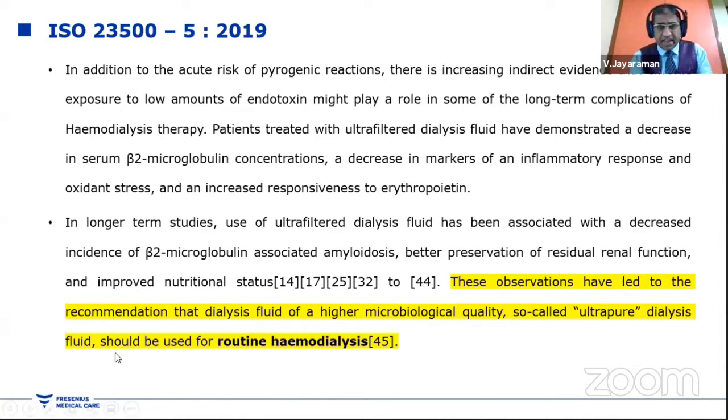It is said that patients treated with ultra-pure dialysis fluid have been demonstrated to have a decrease in serum beta-2 microglobulin concentrations, a decrease in the markers of an inflammatory response and oxidative stress, and an increased responsiveness to erythropoietin. But in the long-term studies, you can see the ultra-pure dialysis fluid is not only for online hemodiafiltration, it's also for routine hemodialysis.